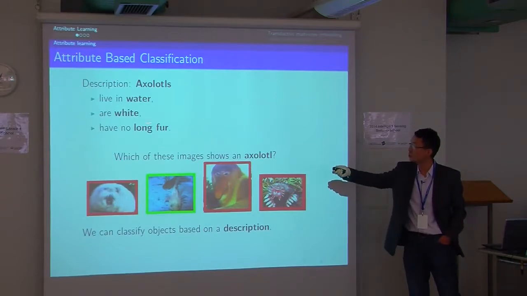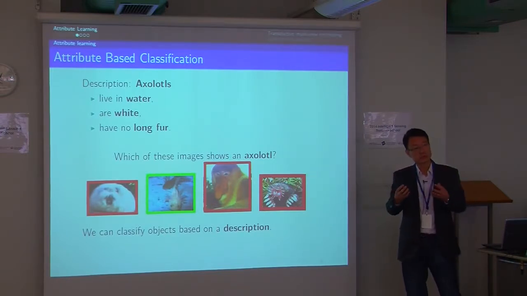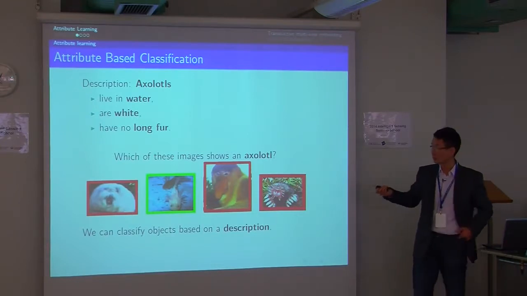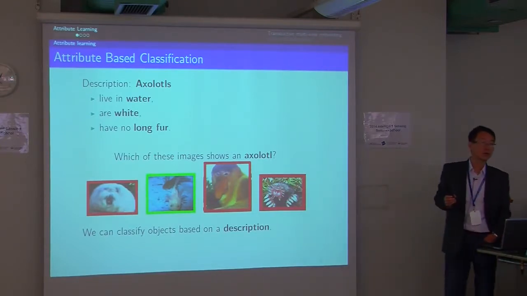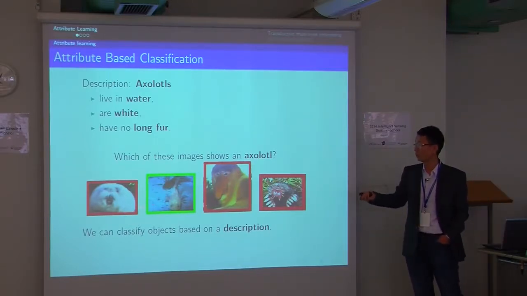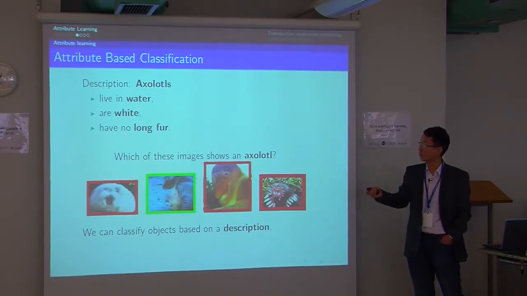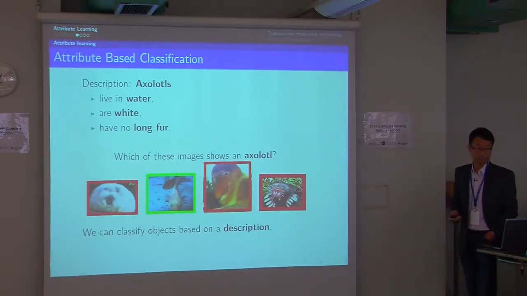So these descriptions, we call them attributes, are basically some characteristic of this class, and they are already sufficient for us to recognize this particular type of animal as this image. And the third one is that it has no long fur. Apparently this one has long fur, and although it's white, it doesn't live in water. So this one should be eliminated as well.